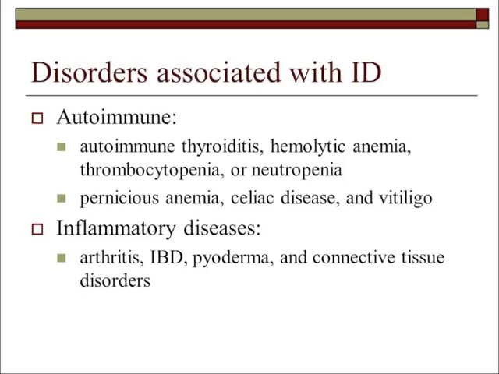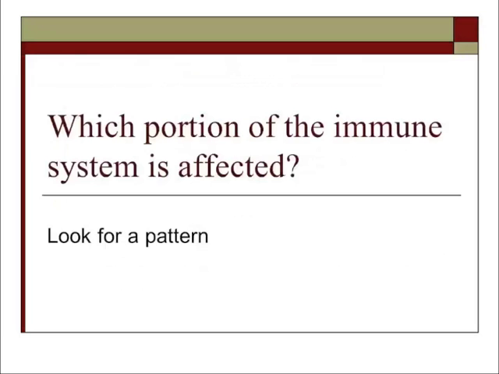Some of the autoimmune disorders that you may see are autoimmune thyroiditis. In internal medicine, we were taught to make associations with vitiligo, celiac disease, pernicious anemia, thyroid disease as well, and then hemolytic anemia, thrombocytopenia, and those things. As far as inflammatory diseases, arthritis, inflammatory bowel disease, connective tissue disorders, all those can be associated with immunodeficiencies as well. And it's not just once they're treated, but even associated with them prior.